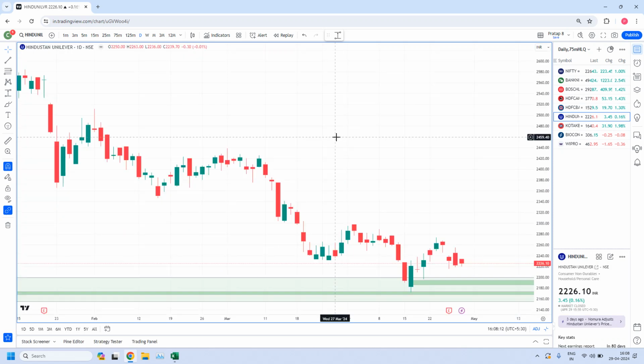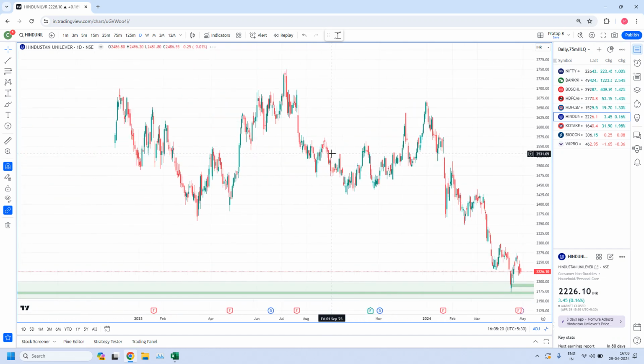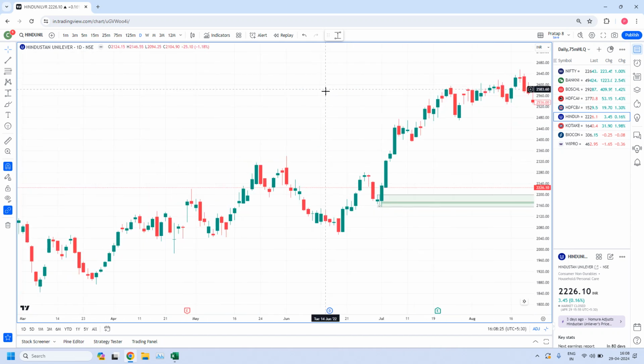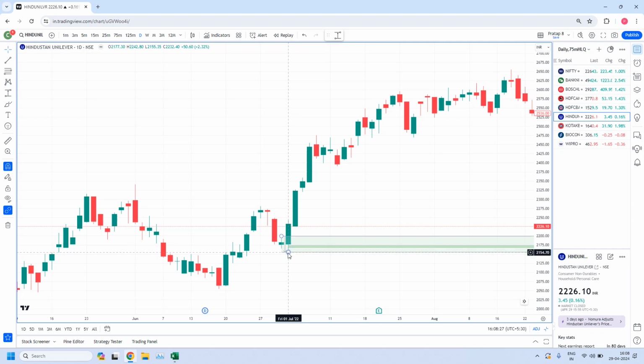This is also something we discussed. No, Hindustan HUL, we got only yesterday. Yesterday only I fine-tuned this zone. So how did I fine-tune? This is a daily zone. Look into this. We have a drop, base, rally candle.